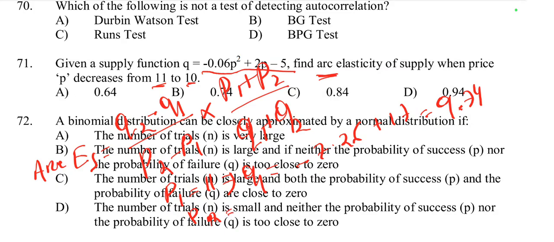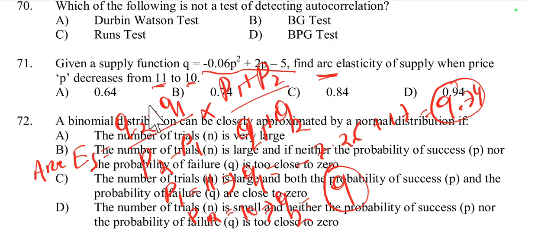Then we find the value for P2. When P2 is equal to 10, Q2 is equal to, just replace the value, in place of P2 we put 10. So 10 square into 0.06 plus 2 into 10 minus 5. So 10 square into 0.06 is minus 6 plus 20 minus 5, which is equal to 9. So Q1 value is equal to 9.74, Q2 value is equal to 9. Just put the values in the equation and you will find your answer.